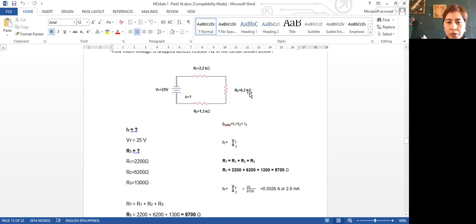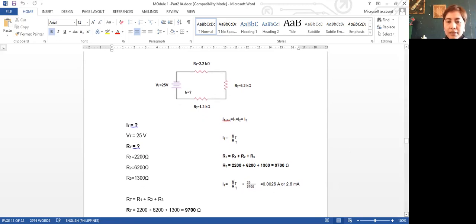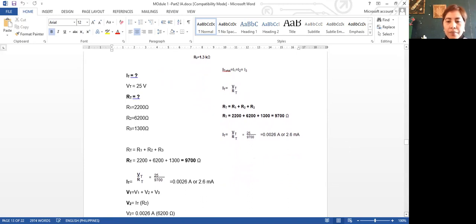For R2, 6.2 kilo ohms, convert it to ohms. So it's 6,200 ohms. And then R3 is 1.3 kilo ohms, that's why it's 1,300 ohms. So you just have to add the different resistances. It's 2,200 plus 6,200 plus 1,300, which equals 9,700 ohms. So that is the total resistance.